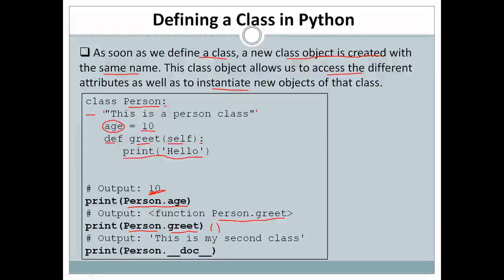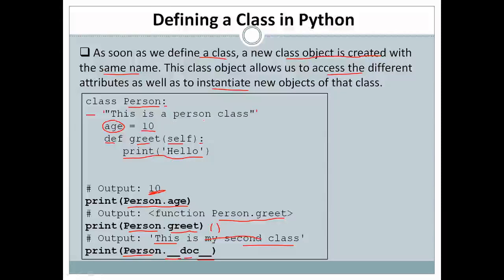Docstring can also be accessed in a similar way. Person dot double underscore doc, again double underscore. When you use a statement like this, it will print the docstring. Our docstring actually includes "this is a person class", not "second class". Okay, so this is how we can define a class.